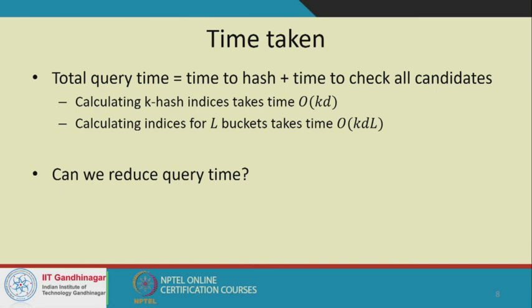Can we at least reduce the time taken to calculate all the hash functions? And why are we talking about this? Because this kind of looks a lot like random projections, and we know of faster ways of doing random projections. So can we utilize this? It's a natural question to ask.